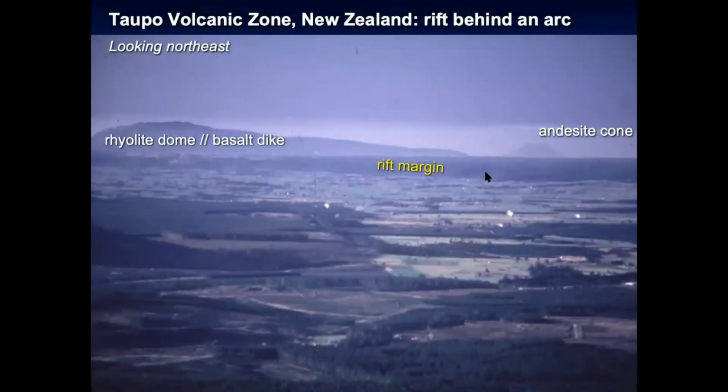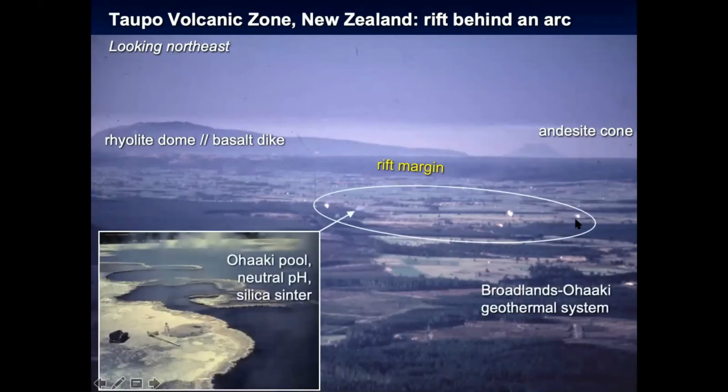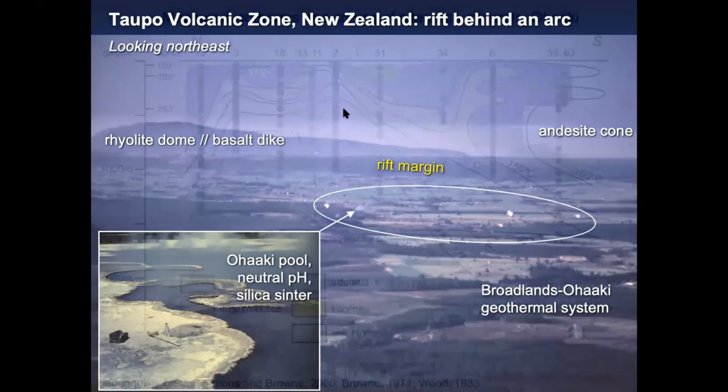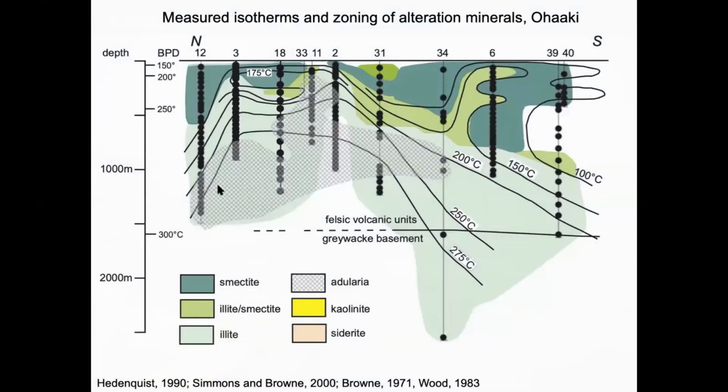And let's take a look at an active geothermal system here in the back arc environment of New Zealand. This is the Broadlands-Ohaaki geothermal system with geothermal wells discharging here. And right here is a silica-sintered boiling hot spring. If we take a look at a cross-section, we see the measured temperatures. This is the zone of upflow, 275 degrees at less than a kilometer depth.